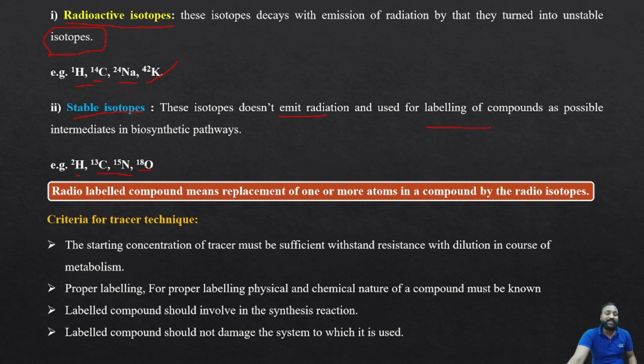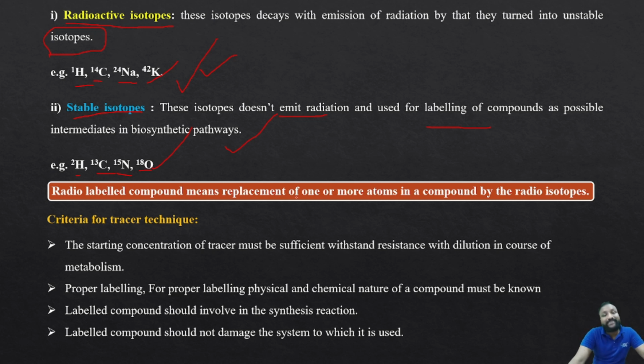So these are all stable isotopes and these are all unstable, radioactive isotopes. These are helpful to investigate all the key intermediates and all the precursors, whereas the stable isotopes are used to label the compounds, the intermediates, and all the atoms in the pathway. Clear? Yes. Coming to that, what do we mean by a radioactive labeled compound?